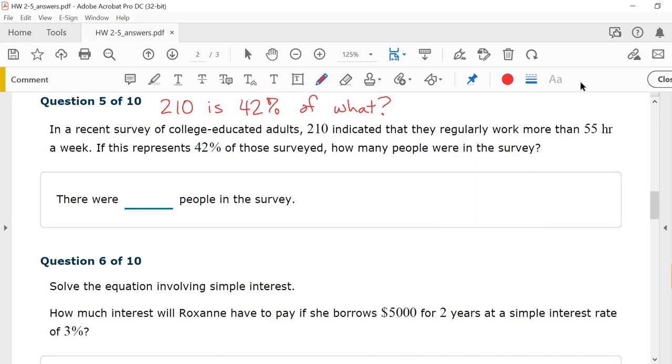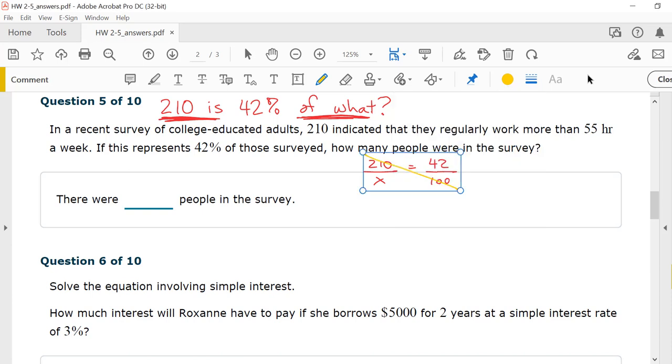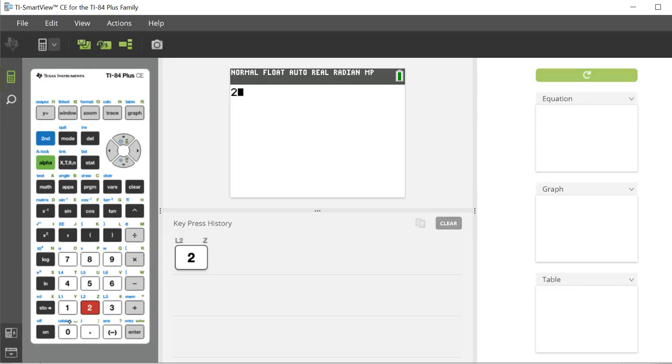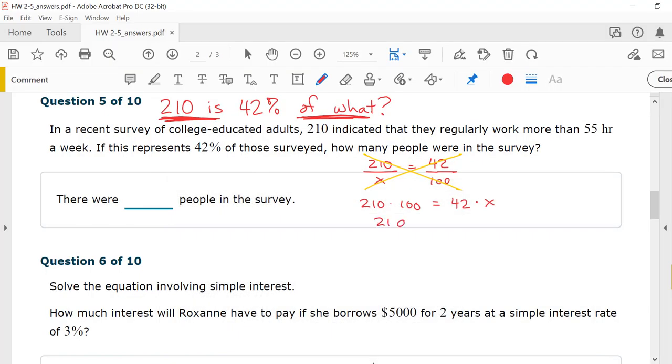Is 210, of what? So the of is the x. 210 over x equals 42 over 100. Cross multiply. 210 times 100 equals 42 times x. 210 times 100 is 21,000, equals 42x. Divide by 42 on both sides.